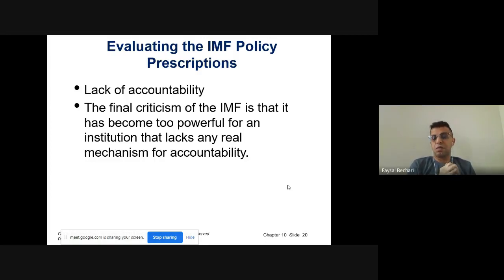The final criticism of the IMF is that it has become too powerful for an institution that lacks any real mechanism for accountability. There is no accountability. Sometimes, as we say, they give to this country for a certain political reason and don't give to another country, which probably stands for better economic conditions. So there is no accountability. But overall, they have also helped lots of countries. We have a tendency of forgetting the good part of the IMF, but there's lots of bad part also.